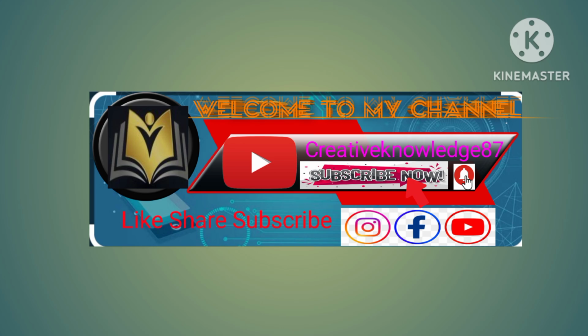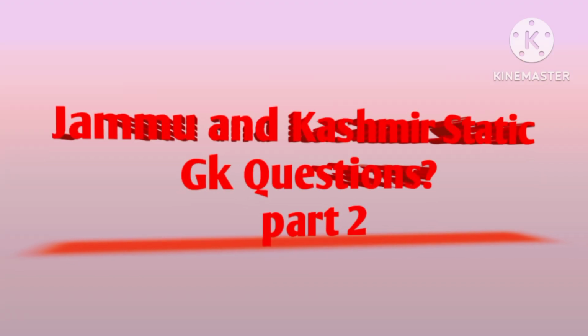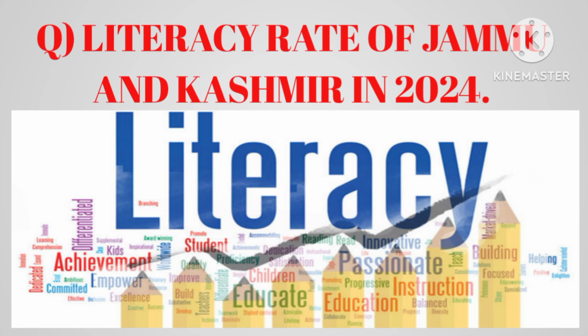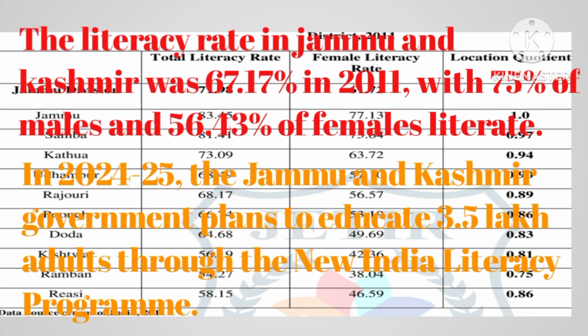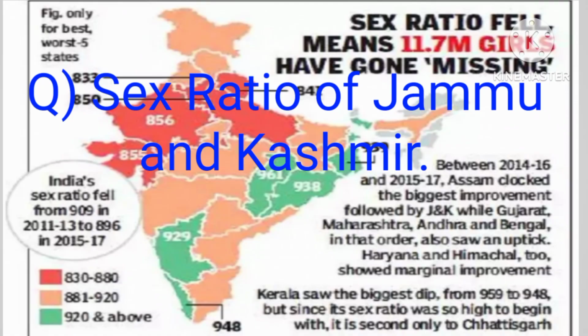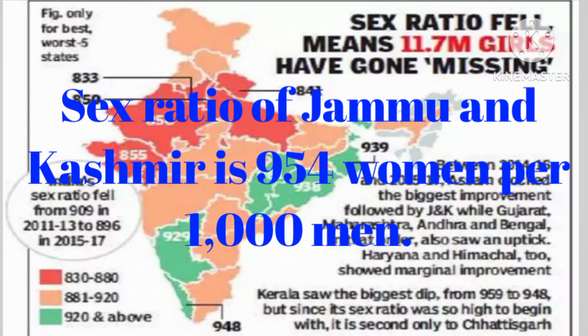This is the second part of Jammu and Kashmir static GK questions. First one, literacy rate of Jammu and Kashmir in 2024. In Jammu and Kashmir it was 67.70% in 2011, with 75% of males and 43% of females literate. And second question, sex ratio of Jammu and Kashmir. The sex ratio of Jammu and Kashmir is 954 women per 1000 males.